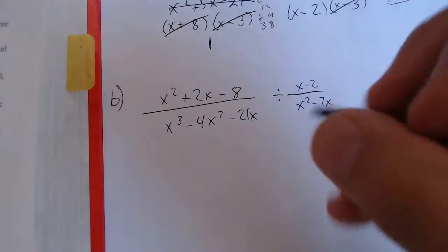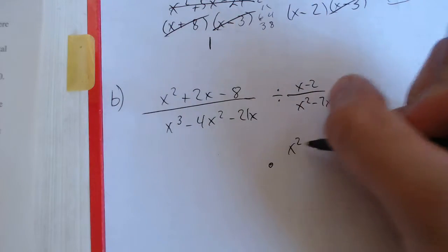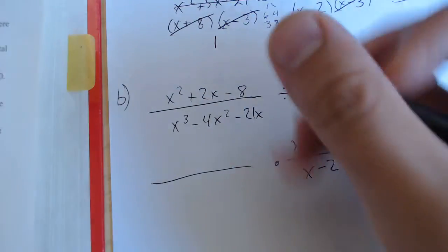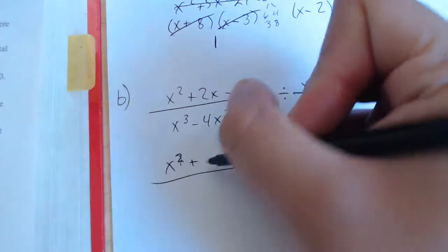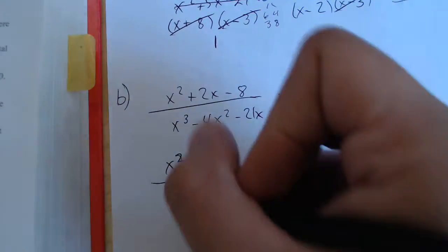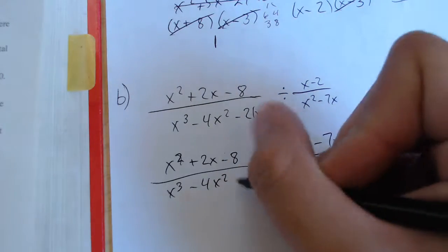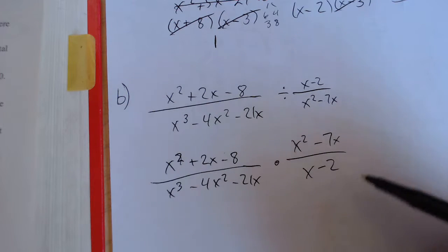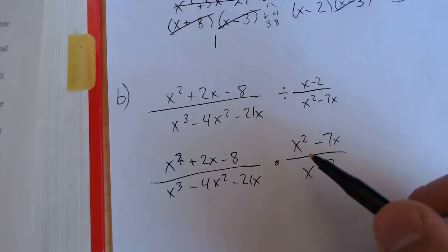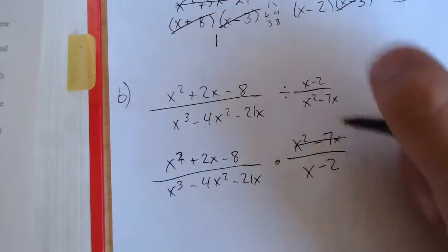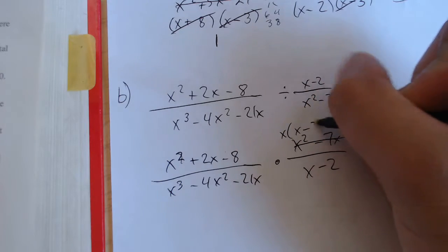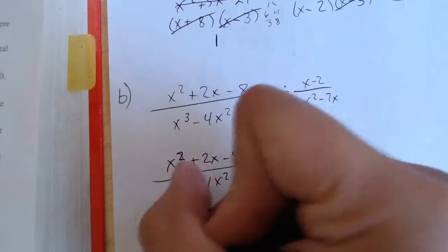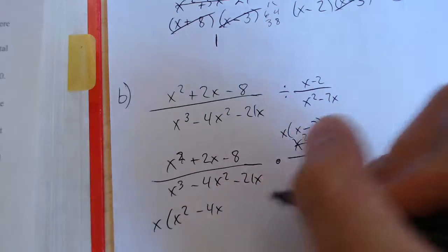So we'll start with rewriting the problem in multiplication. So we're going to invert this term. It becomes x squared minus 7x over x minus 2, times x squared plus 2x minus 8 over x cubed minus 4x squared minus 21x. So let's start with our odd ones out. This polynomial, it's only x minus 2, cannot be factored at all. This one has a greatest common factor of x. So we'll rewrite this as x parentheses x minus 7. Now this one has the greatest common factor of x as well. So we'll factor out that x, and this is going to become x squared minus 4x minus 21.